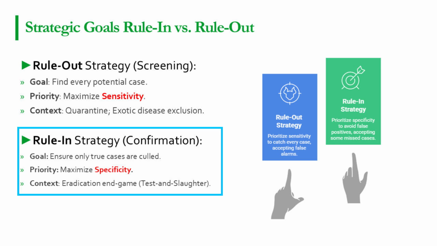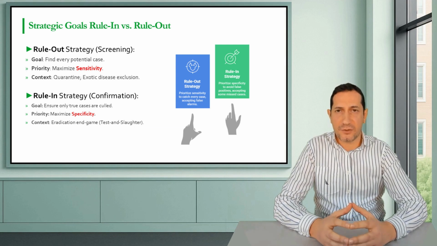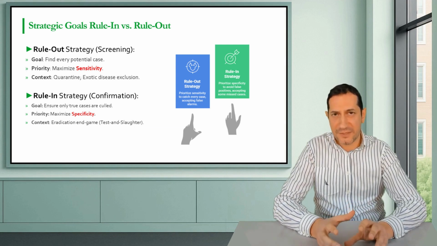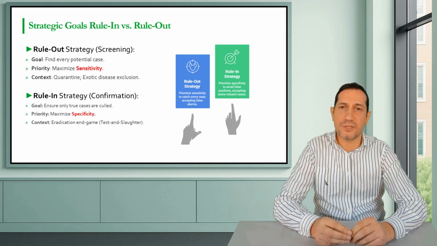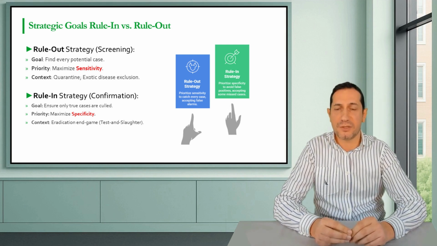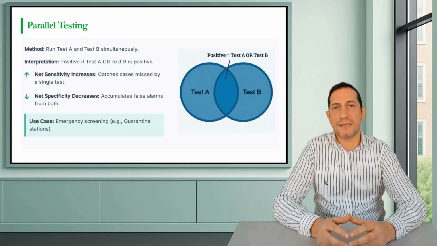Conversely, if you are in the final stages of an eradication program, you need a rule-in strategy. Here, every positive result leads to slaughter. You cannot afford to kill a healthy animal or impose trade restrictions falsely. In this context, you prioritize specificity to ensure that a positive result is truly a positive. Let's look at how to combine tests.